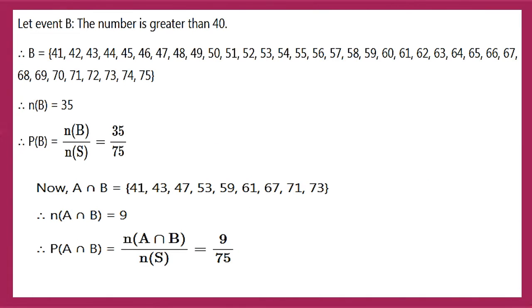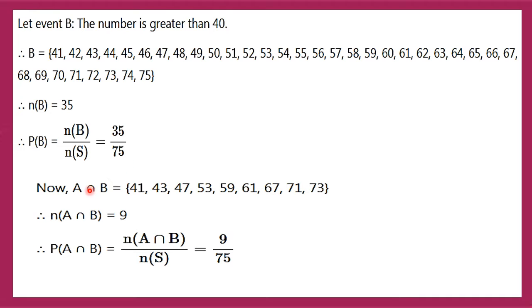Now we choose the event B that contains the numbers greater than 40. So clearly the event B contains the numbers from 41, greater than 40, to 75. Clearly there are 35 elements, n of B is equal to 35, so the probability P of B is equal to n of B upon n of S, that is equal to 35 upon 75.